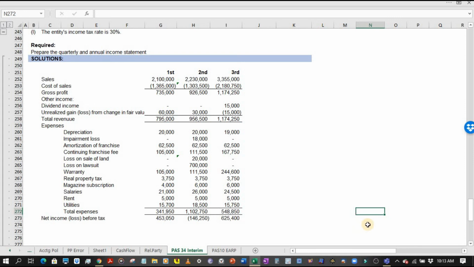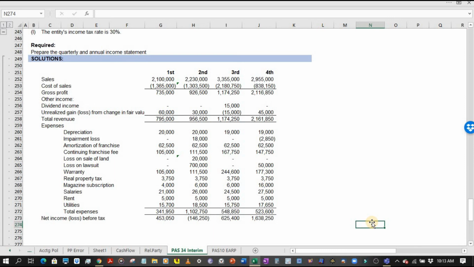So this covers the operating results from the months of July to September. Then lastly, the fourth quarter income statement, which covers the operating results from October to December of the current year. So now we have computed the net income before tax. We can now determine the income tax expense or the income tax benefit.